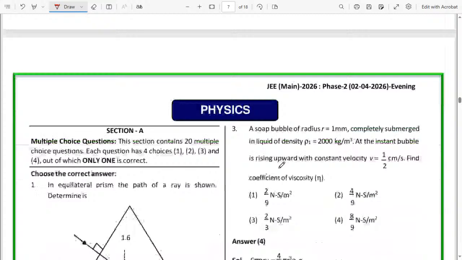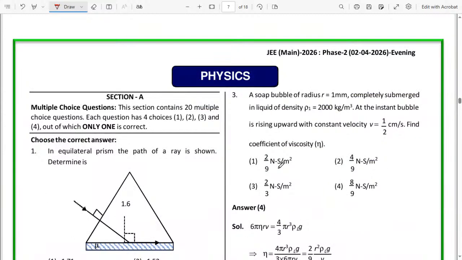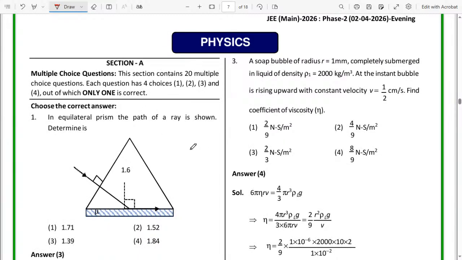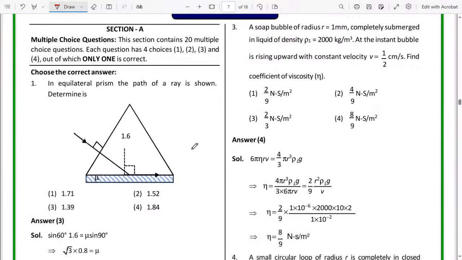Next, dear students, JEE Mains 2026 Phase 2, 2nd April 2026 evening question paper, Physics. Dear students, section A of Physics contains 20 multiple choice questions. Each question will have options 1, 2, 3 and 4, out of which only one is correct. For a correct answer, you are going to get plus 4 marks, whereas if you make a wrong answer, you are going to lose minus 1 mark in this section. Let us see the questions.